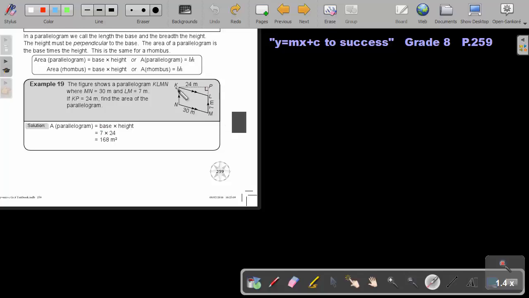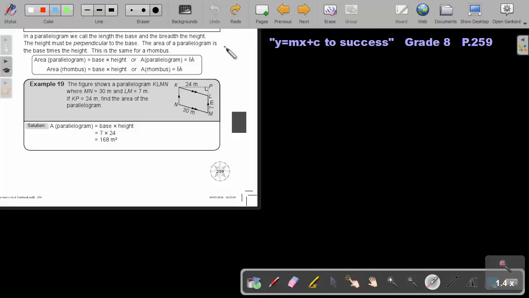Remember, the height can be shown outside. So there is the base. And if you look at these parallel sides, that will be the perpendicular distance. It can be outside. So this is the height. So this is the base and this is the height. And this one you will just ignore. Okay.